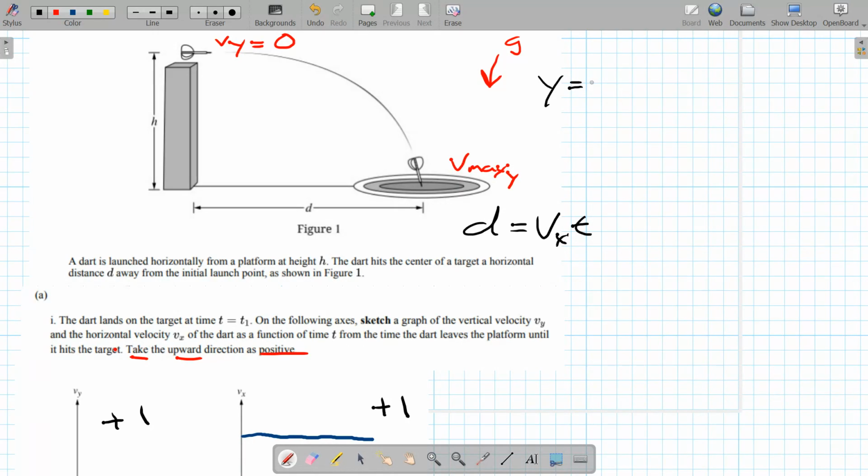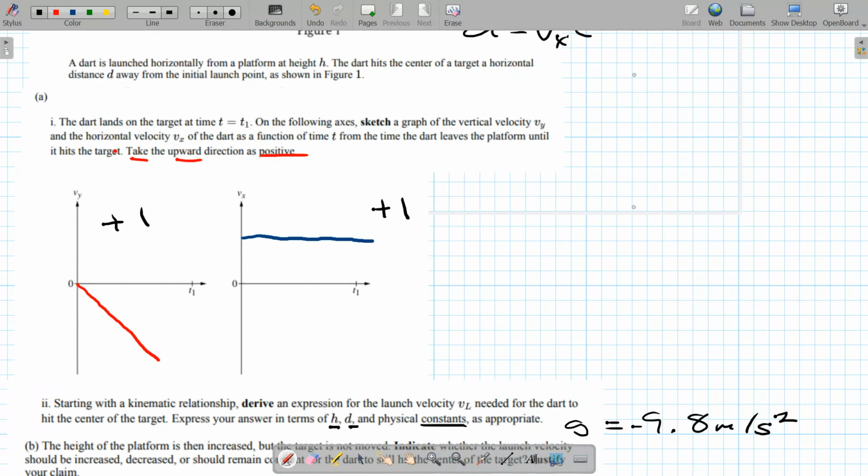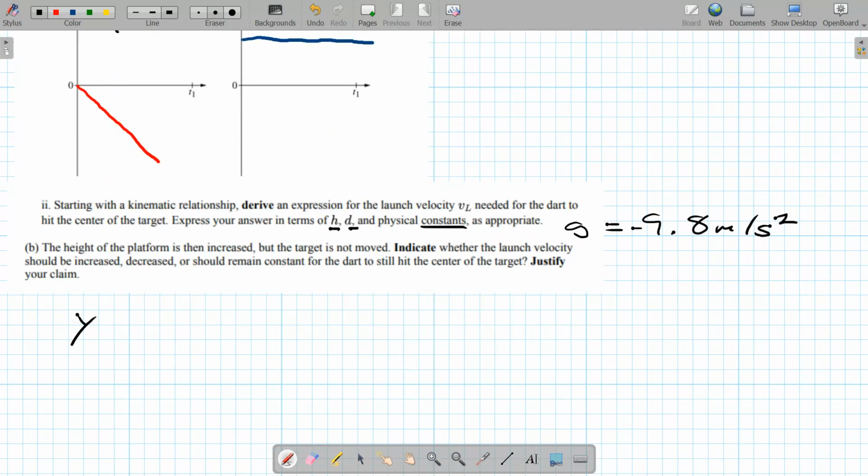Y equals Y naught plus Vy naught times t plus 1/2 times G times T squared, right? So do you guys remember that? So I'm going to take those two equations and put them down here. I'm going to say y equals y naught plus v naught times t, but this is in the y direction, plus 1/2 times g times t squared. And then we're going to end up with t somewhere.